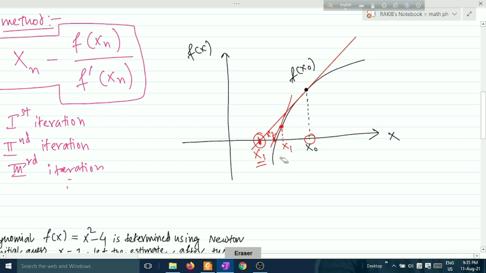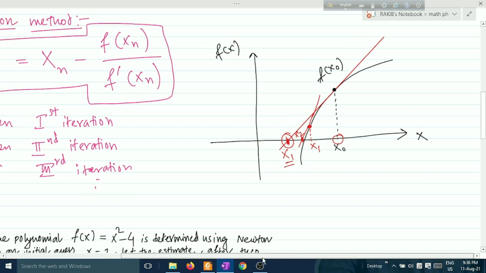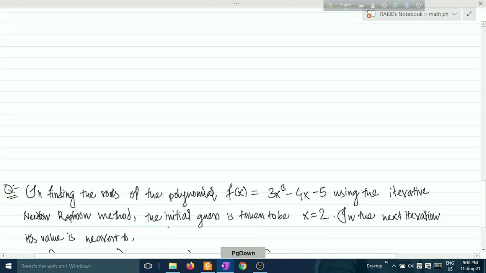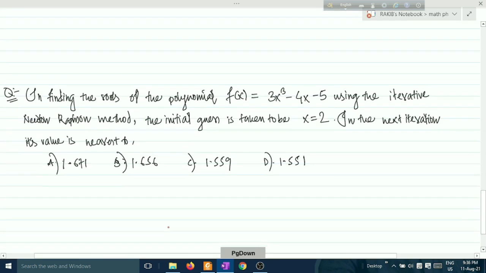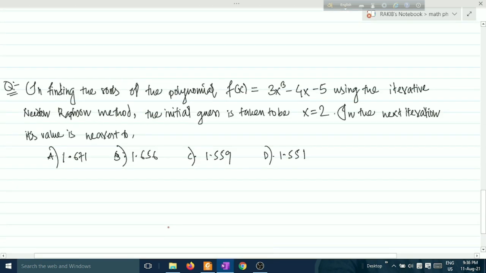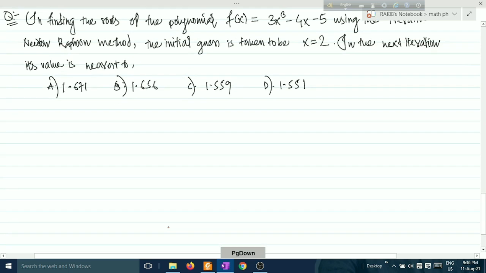Okay, this is the Newton-Raphson method, and now we are going to do the problems, the problems from various examinations. Okay, it is easier to solve. So let's take the first question. This is an important question.